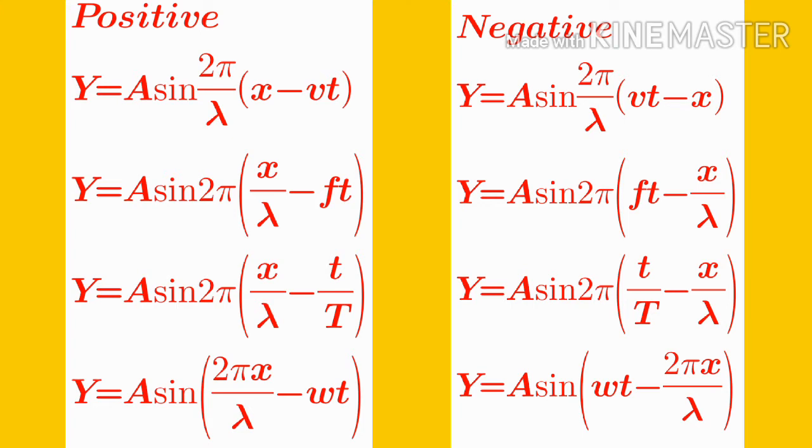And the last equation here is y equals a sine, in bracket, 2 pi x over lambda minus wt. Now we substitute our frequency term with w here. So that's it. And see the negative direction on your right hand side.